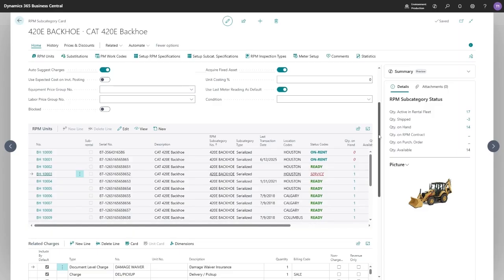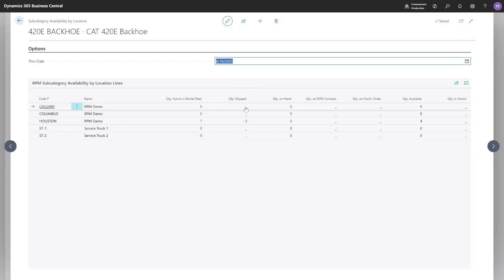In addition to seeing the availability there, we can also look here at the subcategory availability by period or by location. So if I look at location here, you'll see that there's my 3 different stocking locations and how many units have been activated into those locations.